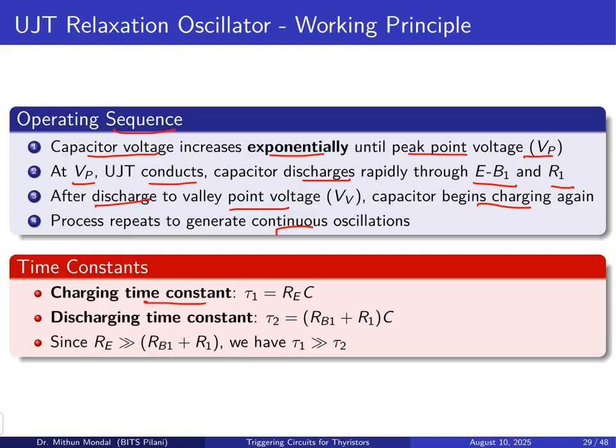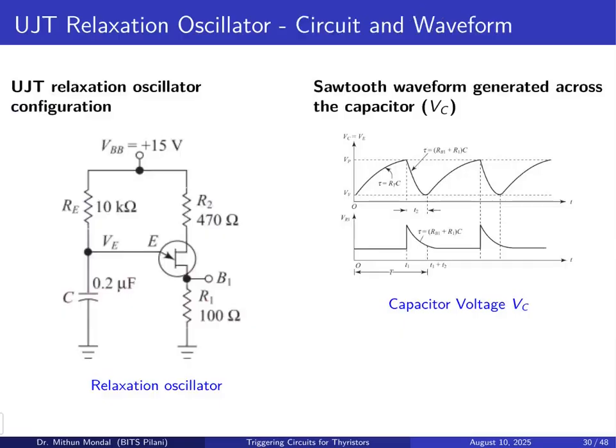The charging time constant is given by tau 1, which is the emitter resistor multiplied with the capacitor value, and the discharge time constant tau 2 is the summation of the two resistors R1 and RB1 multiplied with the capacitor. Since the emitter resistor is quite a bit greater than the summation of RB1 plus R1, we will always have the tau 1 value quite high compared to tau 2. Now this is your relaxation oscillator.